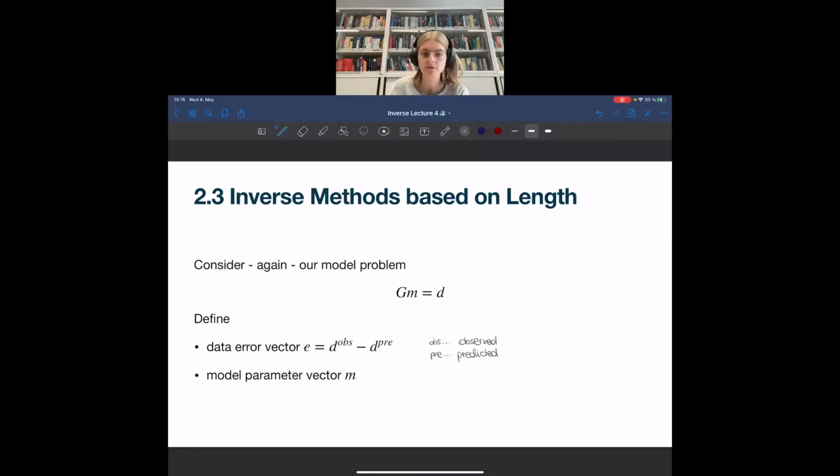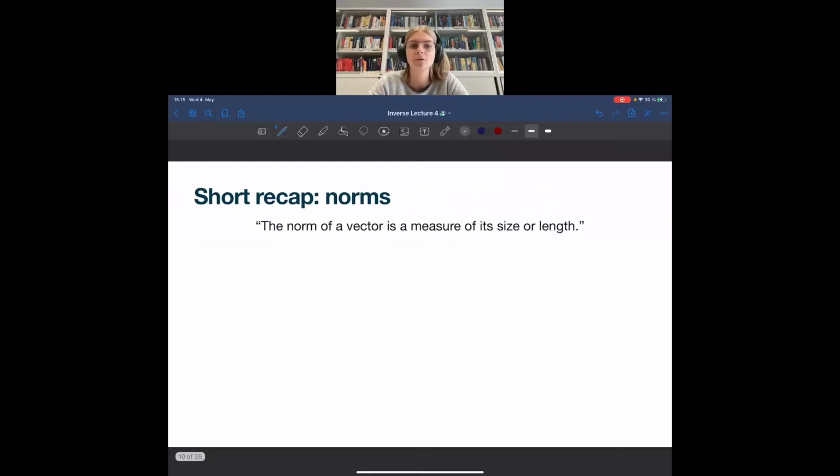There's another vector we'd like to define, and it's called the model parameter vector M. It is really nothing else than what we had before, but we will use it a bit differently, as you will see in a second. I said this section is called inverse methods based on length. So we should discuss shortly what length actually is. Therefore, I'd like to recap shortly with you the topic of norms. What you all, I'm pretty sure, know is that the norm of a vector is nothing else than a measure of its size or length. So this is how we usually use it.